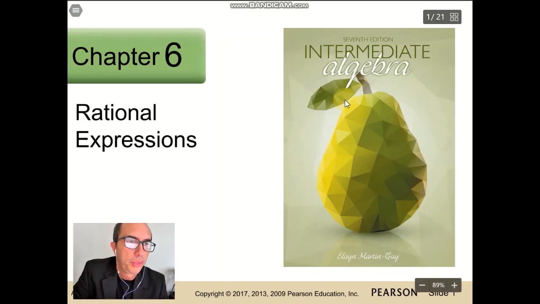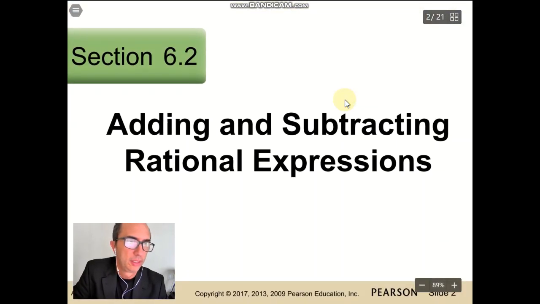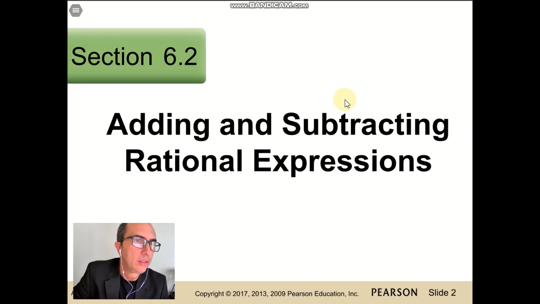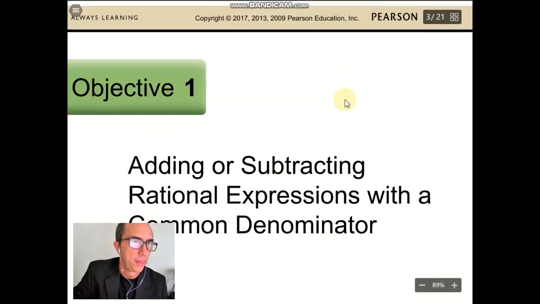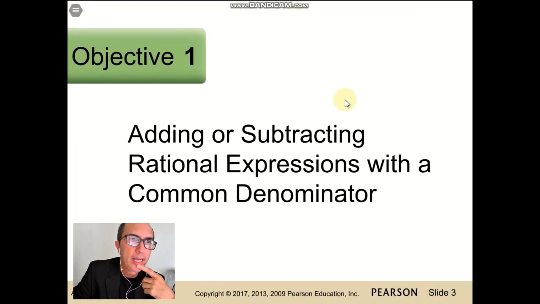Now we are in chapter 6, rational expressions, and we will work on section 6.2, adding and subtracting rational expressions. First objective is adding or subtracting rational expressions with a common denominator.